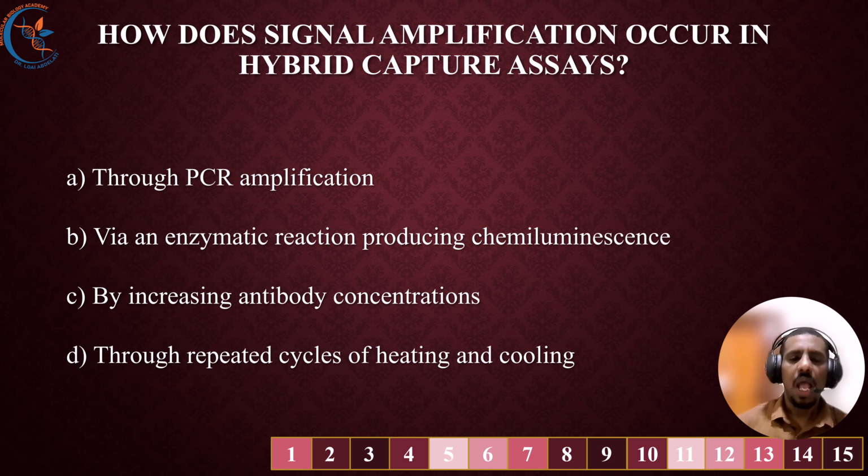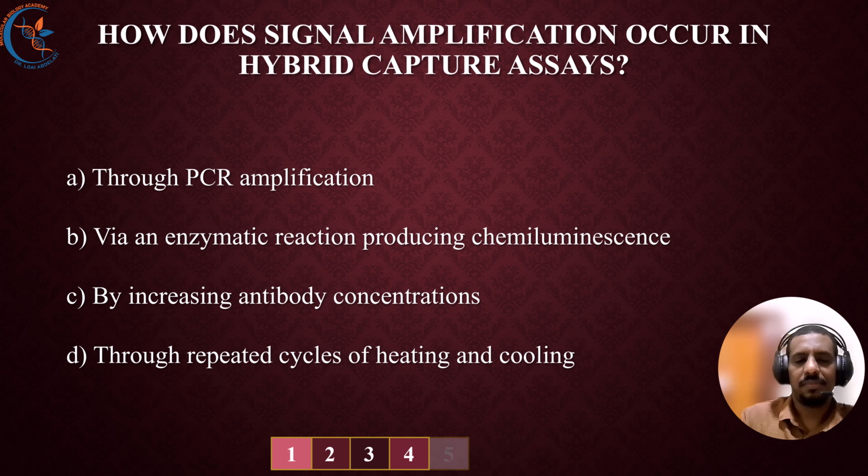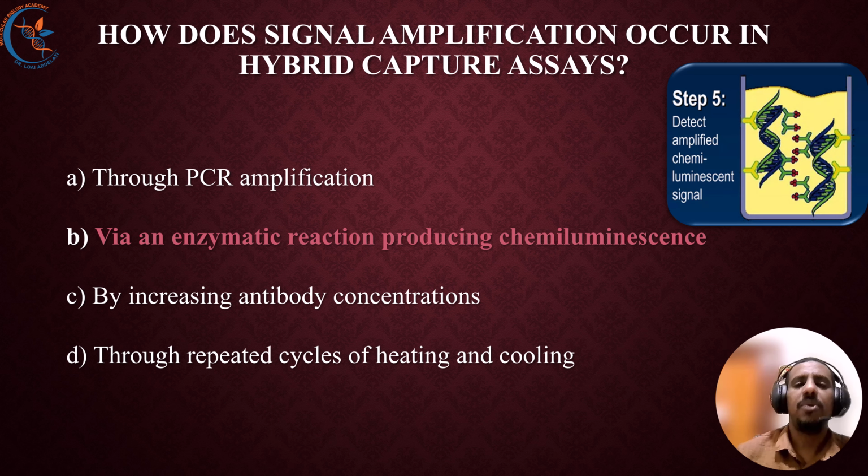Next question here. How does signal amplification occur in hybrid capture assays? The correct answer is via enzymatic reaction producing chemiluminescence. In hybrid capture assays, signal amplification occurs through an enzymatic reaction that generates chemiluminescent signals detectable by specialized instruments. Let's move on.